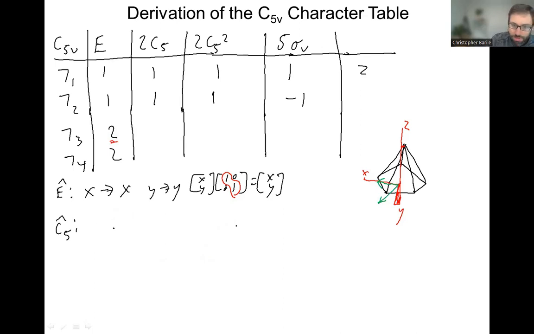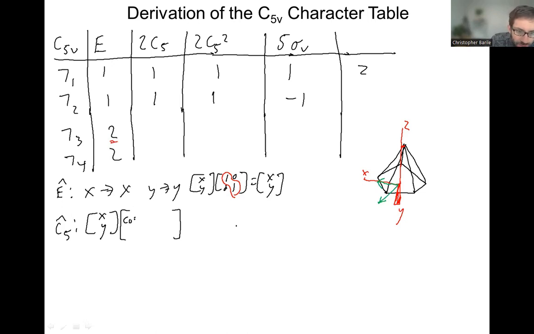But in order to figure out the matrix for C5, we have to use what's called the rotation matrix. It just comes from trigonometry. And what that is, it's cosine theta across the main diagonal. And then we have a negative sine theta and a sine theta. And where the negative sign is depends upon whether it's a counterclockwise or clockwise rotation. Doesn't really matter how you define these things.